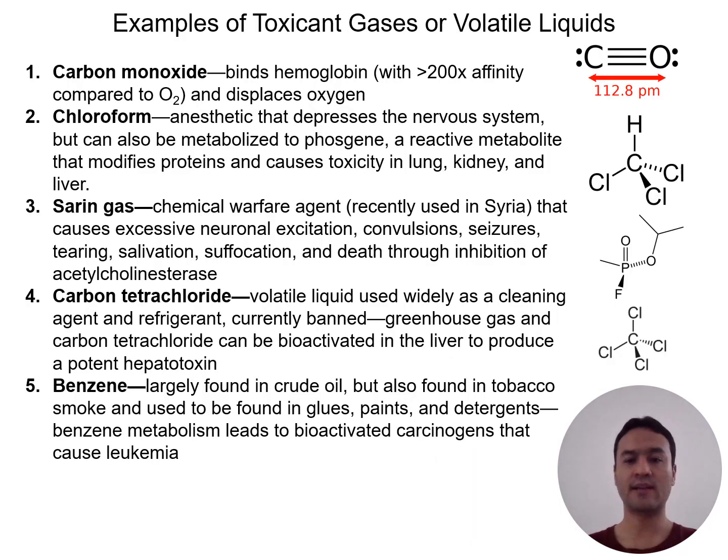Examples of toxicant gases or volatile liquids: carbon monoxide, which can bind to hemoglobin much greater than oxygen. Chloroform, sarin gas, some kind of gas that is used in chemical warfare. Carbon tetrachloride, that is usually used in the fridge or used as a solvent in cleaning agents. And finally benzene, largely found in crude oil, but also found in tobacco smoke and used in glues, paint, and detergent. So that's why some kids take the glue and inhale it to give an effect similar to drugs. They usually can cause cancer, in this case, leukemia.